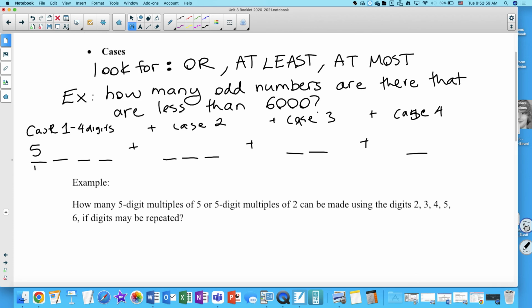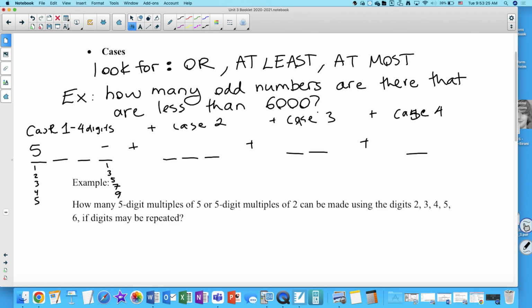Now there's another thing that we have to pay attention to, a restriction on this number. What is that? Odd, yeah. So where is the restriction? What place is that going to happen in? In the last digit, yeah. So this has to be odd. So it's got to be a 1, 3, 5, 7, or 9. So there's 5 options here.